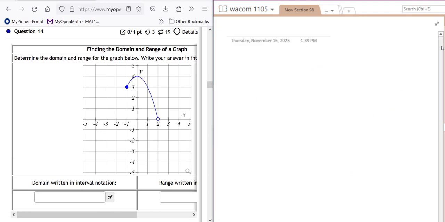All right. This one is asking us domain and range, and it's been a long time since we did that, so it's good to review that.